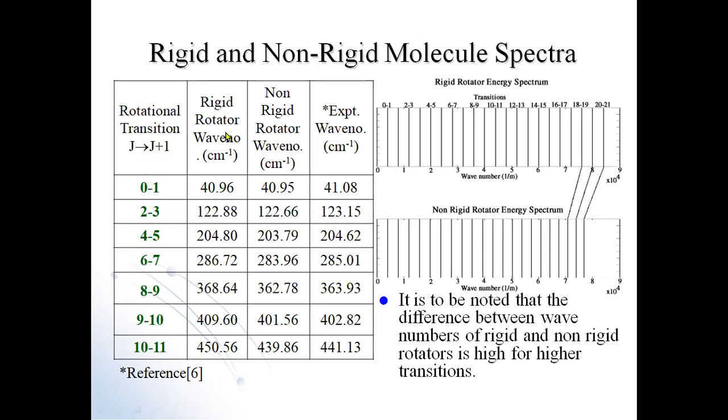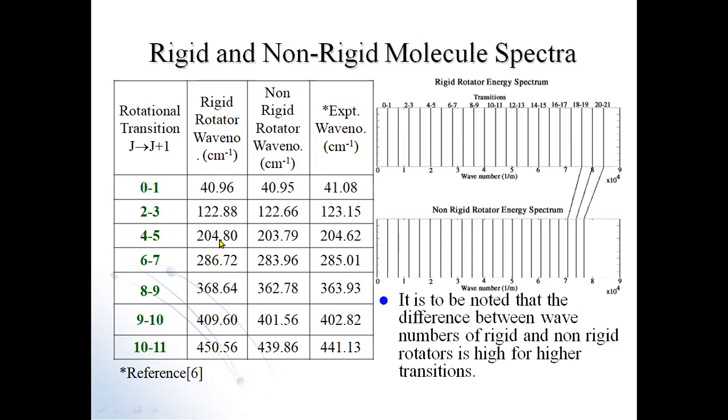I calculated for the rigid rotator. I calculated for the non-rigid rotator, and there is an experimental wave number which I found from reference number 6. You can compare this result. This is for the rigid rotator, this is for the non-rigid rotator, and this is for your experimental finding. This is the transition from 2 to 3, delta J equal to 1. This is also delta J equal to 1. This is delta J equal to 1.